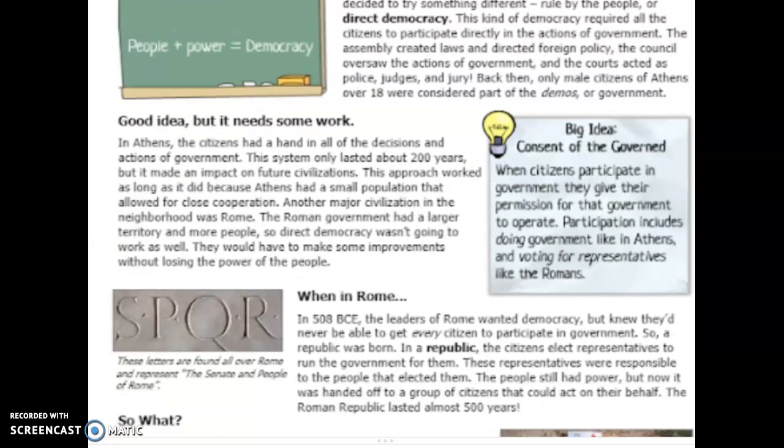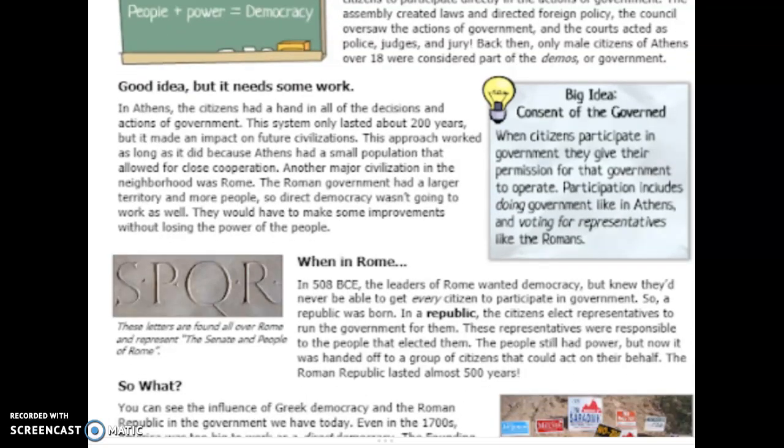In Athens, the citizens had a hand in all of the decisions and actions of government. This system only lasted about 200 years, but it made an impact on future civilizations. This approach worked as long as it did because Athens had a small population that allowed for close cooperation.